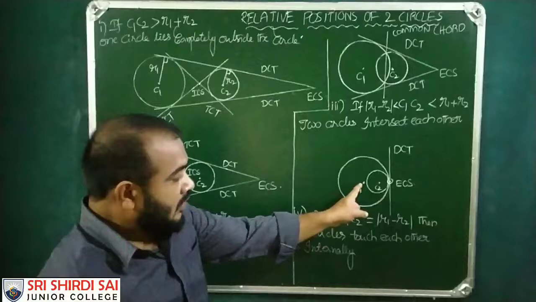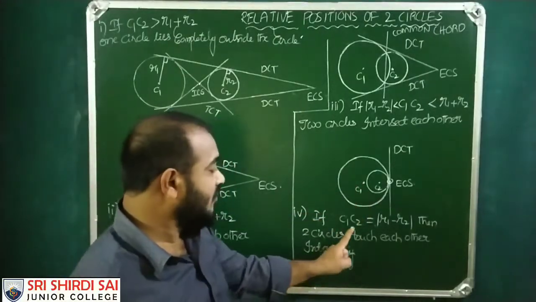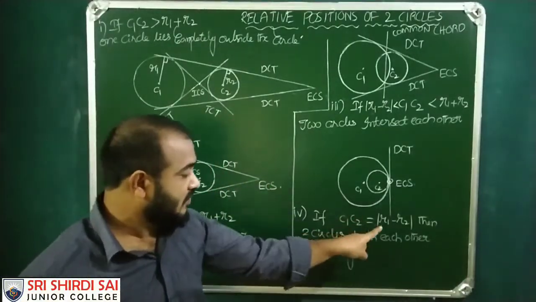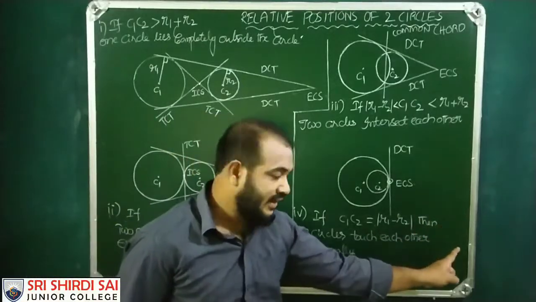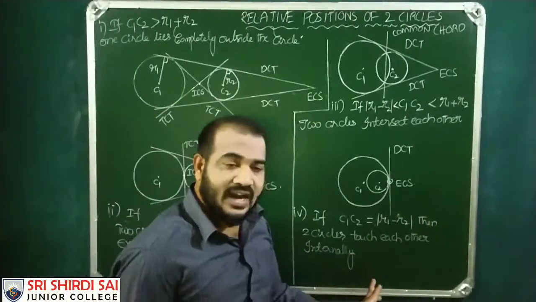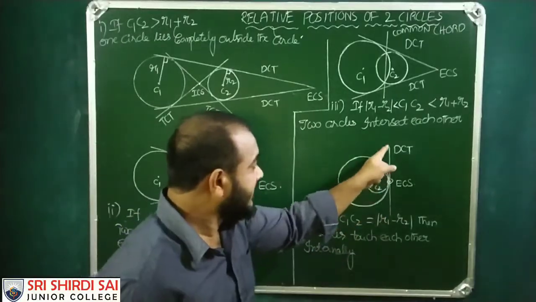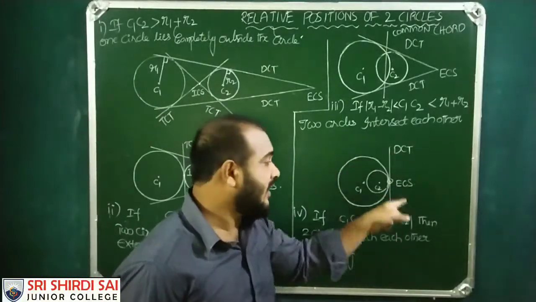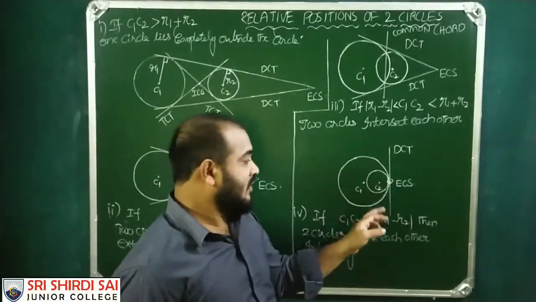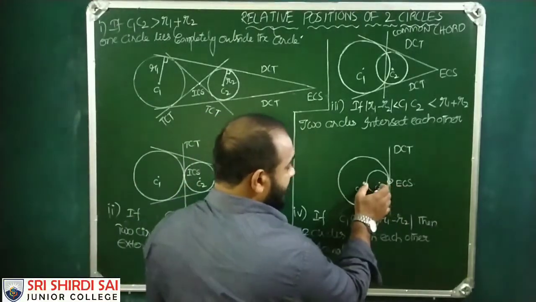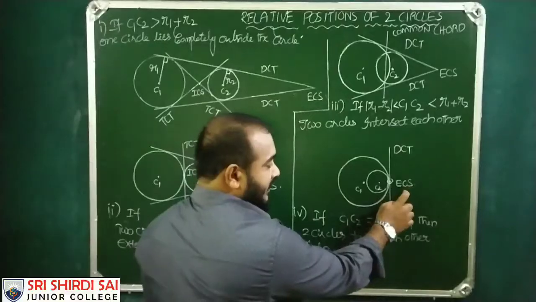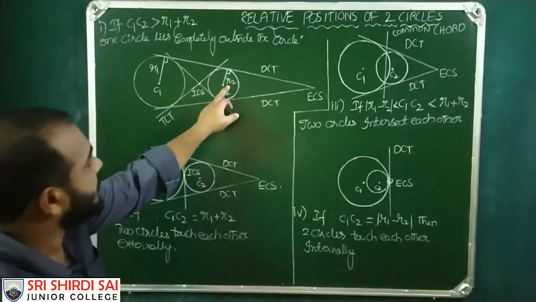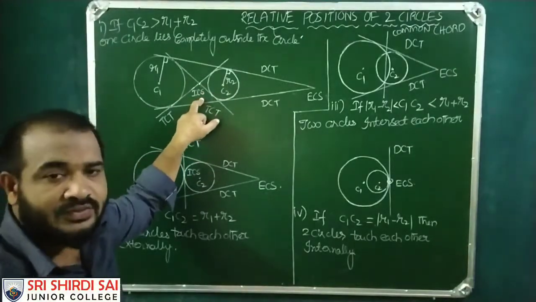And if C1C2 equals R1 minus R2, that is, the distance between the centers equals the difference of the radii, then the two circles touch each other internally. This is the direct common tangent. Since this point lies outside the line joining C1 and C2, it is said to be the external center of similitude. If the point lies inside the line joining C1 and C2, it is called the internal center of similitude.